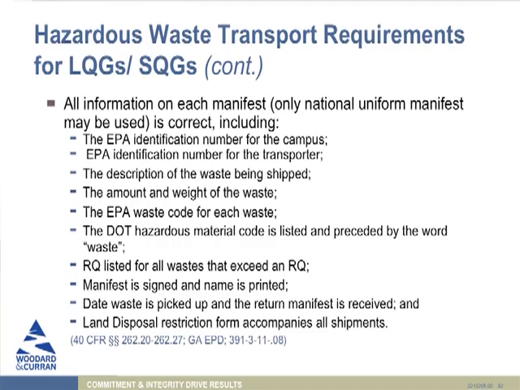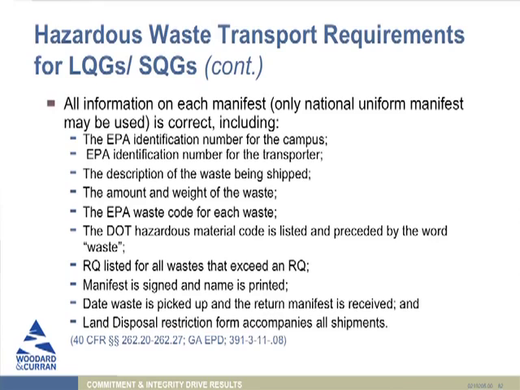A whole bunch of things need to show up on each manifest. There's a whole bunch of information that needs to go in there. And when we were talking much earlier today about all those waste codes for the different types of wastes, this is where they show up. So you need to show your EPA identification number. You need to have one for the campus, one for the transporter. You need to have a description of the waste. You need to have the amount and the weight of the waste.